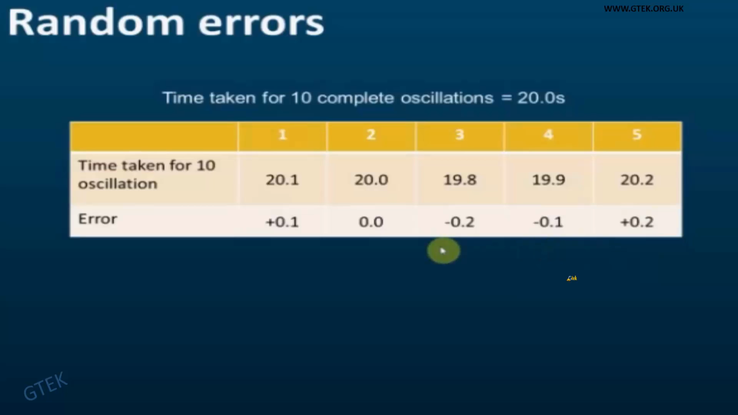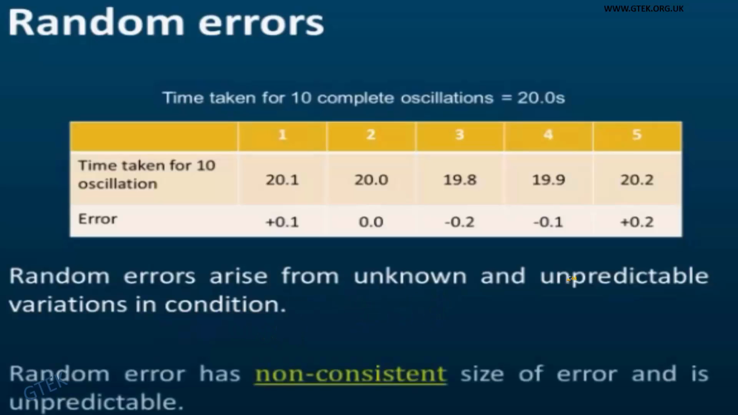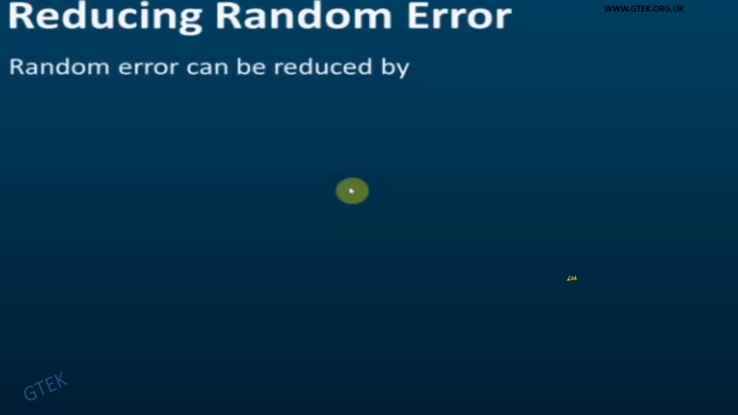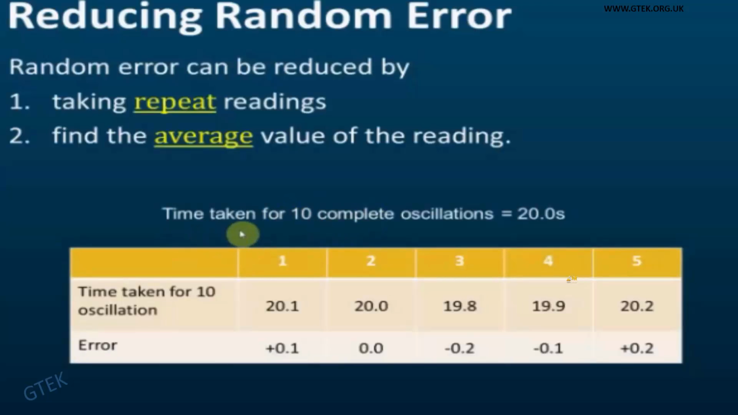We know that random errors occur randomly, so we cannot predict them because they are random in nature. Random errors arise from unknown and unpredictable variations in condition. Random error has a non-consistent size of error and it is unpredictable, as we already said. Random error can be reduced by taking repeat readings and also by finding the average value of the readings.